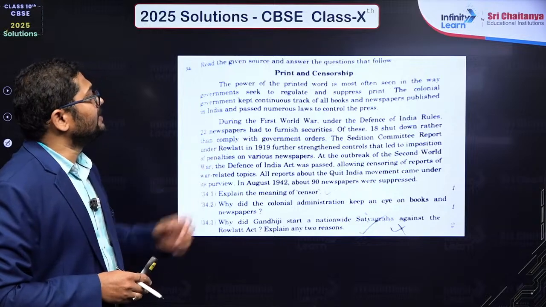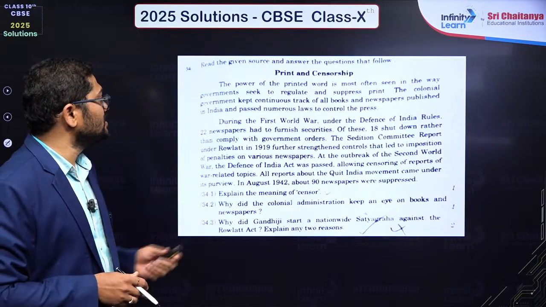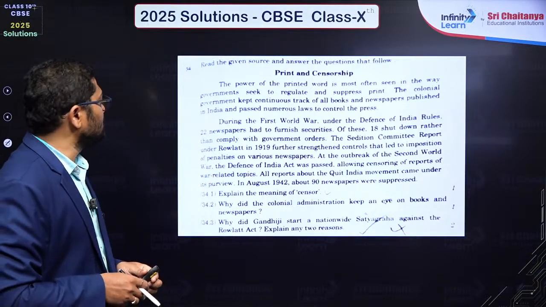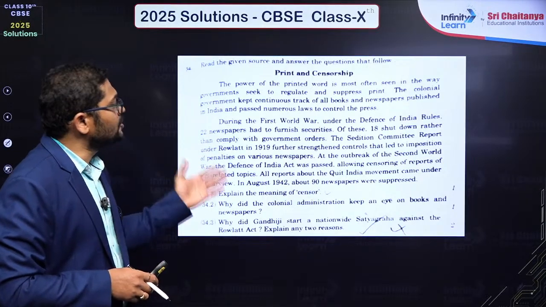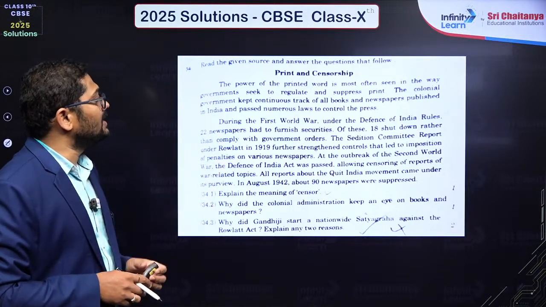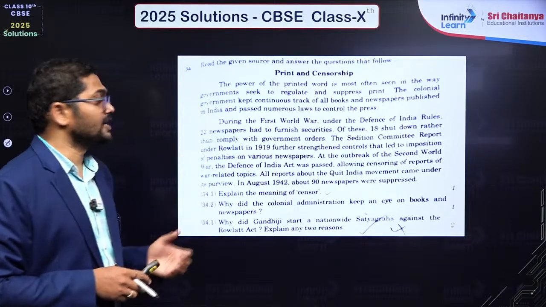The power of the printed word is most often seen in the way governments seek to regulate and suppress print. The colonial government kept continuous track of all books and newspapers published in India and passed numerous laws to control the press. During the First World War, under the Defence of India Rules, 22 newspapers had to furnish securities.